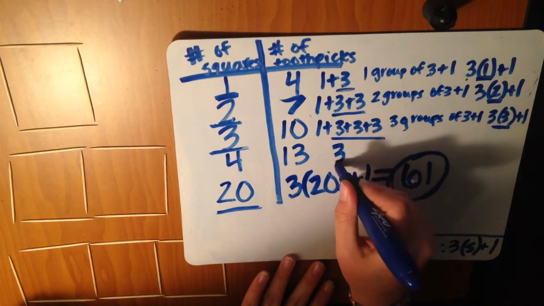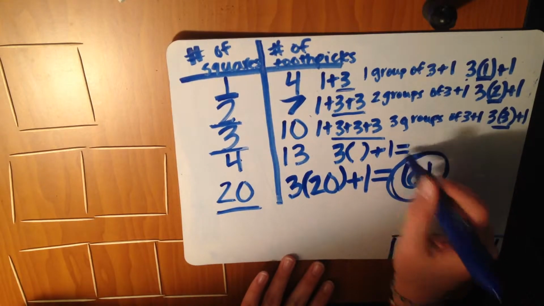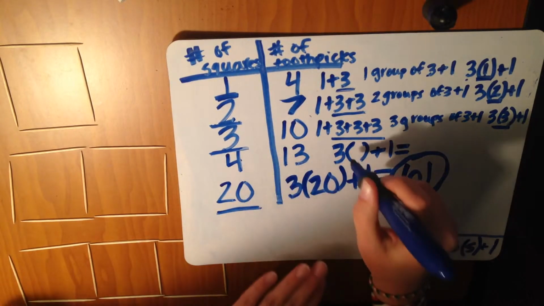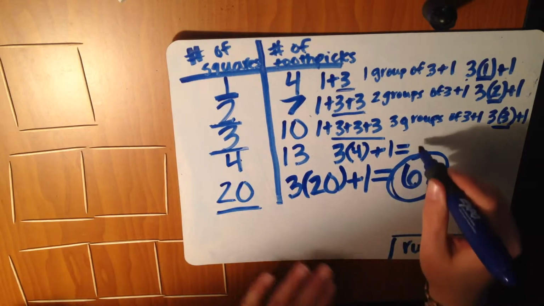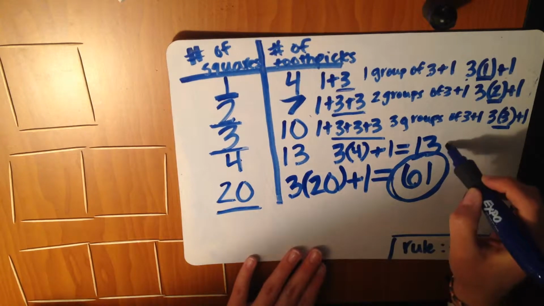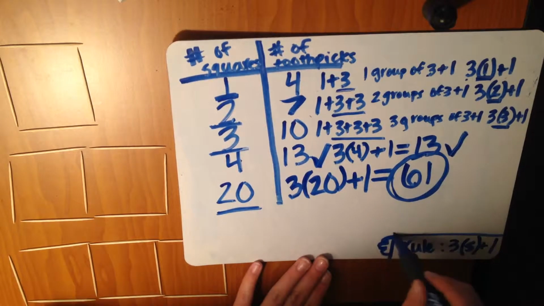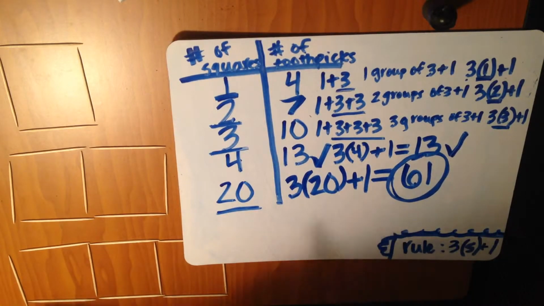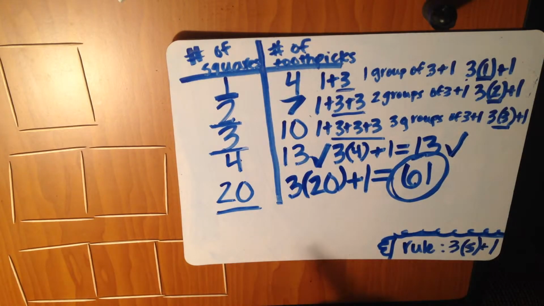If I have my equation, which is 3 times the number of squares, which in this case is 4, plus 1, this should give us 13. So let's see. 4 times 3 is 12, plus 1 is 13. So we know that our rule is correct. And we know that we could use our rule to find any number of boxes that we would like, and it will fit into our pattern.